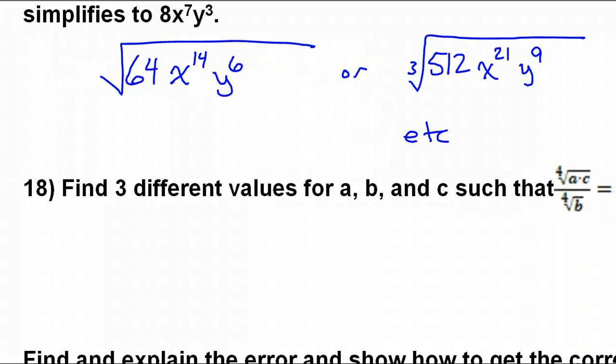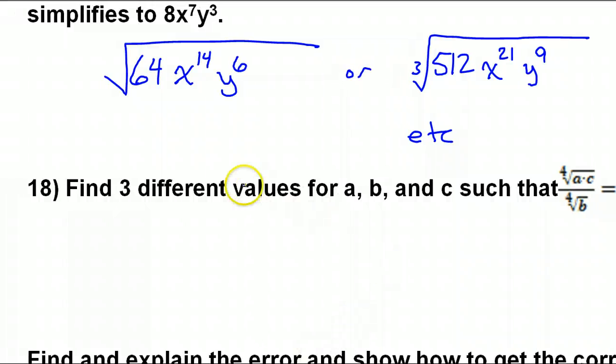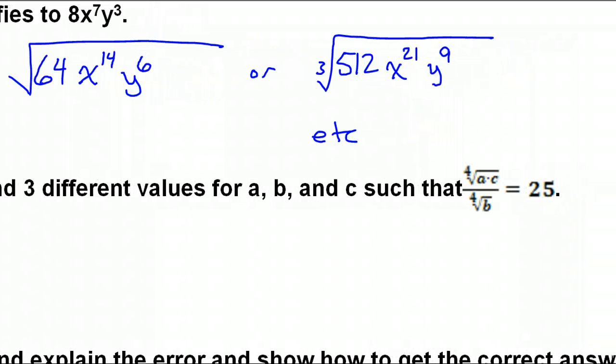Alright, number 18. Find 3 different values for a, b, and c such that the 4th root of a times c over the 4th root of b will give me 25. Okay. So a, b, and c can't repeat. But let's go ahead and let b definitely equal 1. So we have a, b, and c.